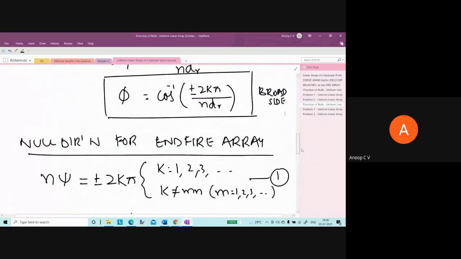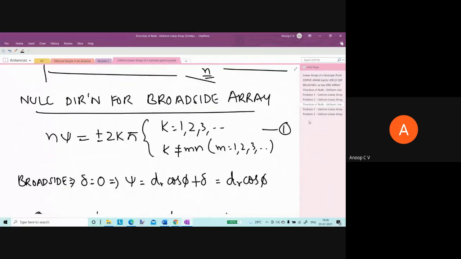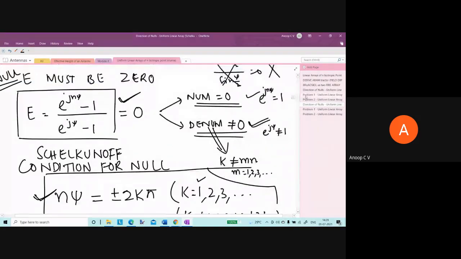What I want you to remember is only this, right? This is the very, very important thing: the direction of null and the direction of maxima. Maxima occurs when psi is equal to 0, and null occurs when n psi is plus or minus 2k pi. Please don't miss this 2. If you miss this 2, you will make mistakes. It should be integer multiples of 2 pi. Why? Because e power j n psi should be equal to 1 for the maxima, and this should not be equal to 1 for the null.